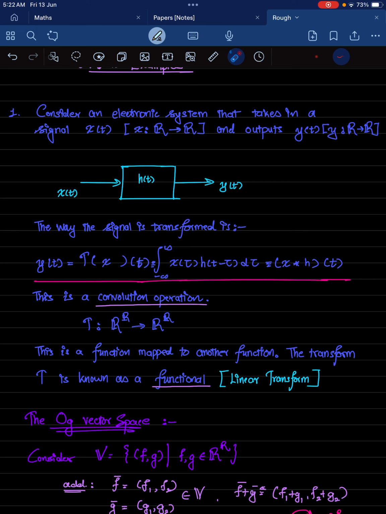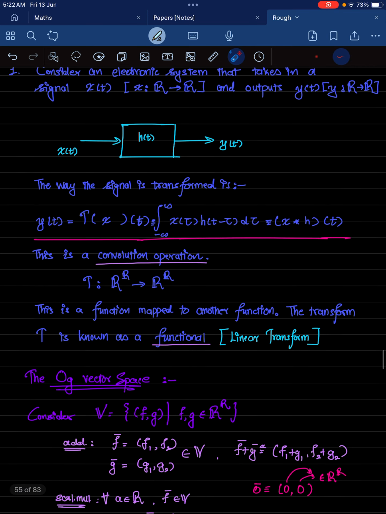Alright, so this integral, in short, I'll write it as x star h. So x star h is an operation that gives you another function. So this integral evaluates to x star h at the instant t, and this operation has a name which is a very popular operation in engineering. It's called convolution. So this thing is called a convolution operation, and this T is basically a transform.